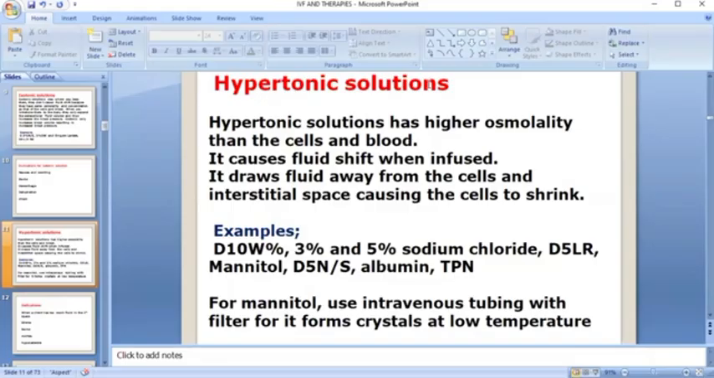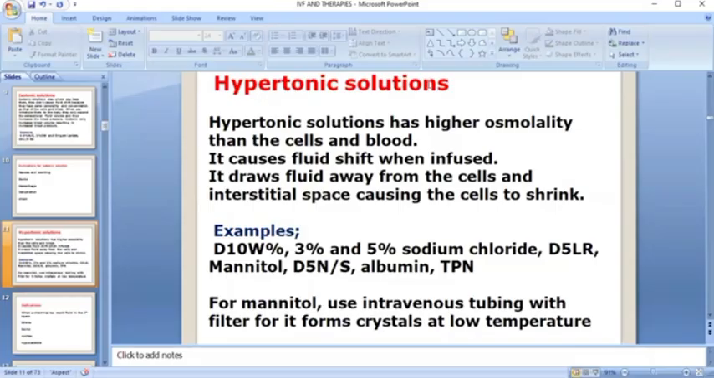So for hypertonic solutions, the solute contained in the fluid has higher osmolarity than the ones contained in the cell and the blood. So these hypertonic solutions cause fluid shift. When you infuse it into a patient, it tends to draw fluid away from the cells because it has higher concentration. Remember what I said? It will pull fluid from the cells, okay? Blood vessels that have lower solutes, lower osmolarity, lower concentration, and pull it to the fluid, okay?